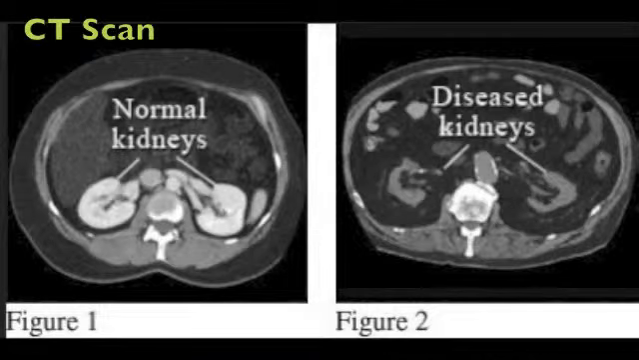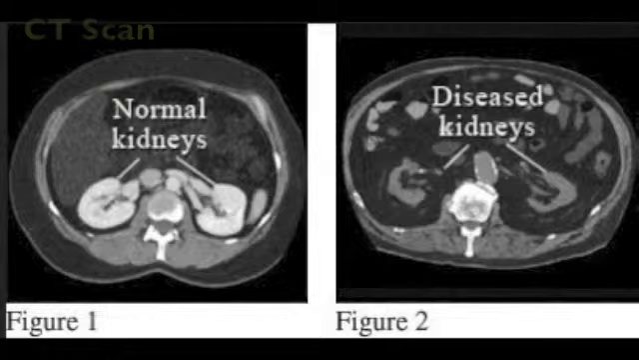CT scans use a combination of X-rays and computer technology to create 3D images. A CT scan may include the injection of a special dye called contrast medium. CT scans can show any obstructions in the urinary tract and is often used for people who do not respond to treatment within 72 hours. In Figure 1, it shows normal kidneys, and in Figure 2, it shows diseased kidneys.